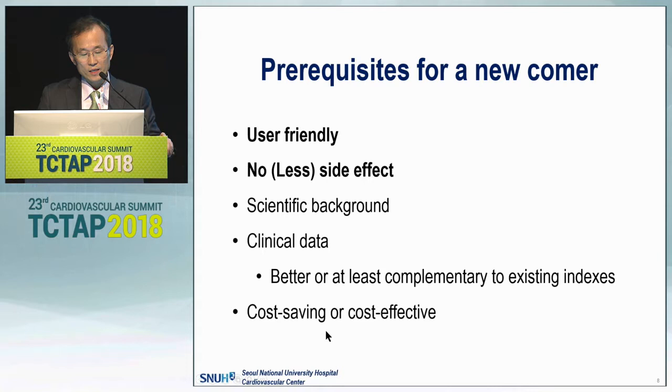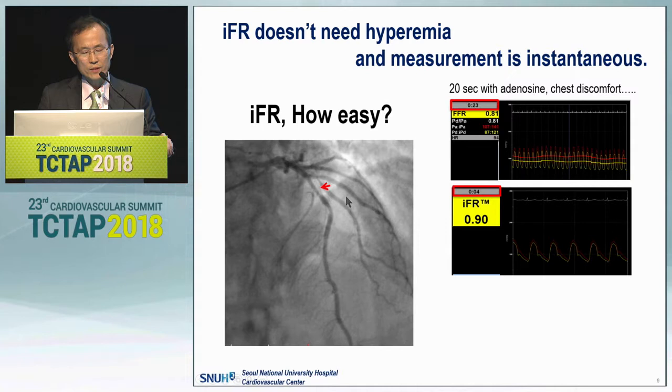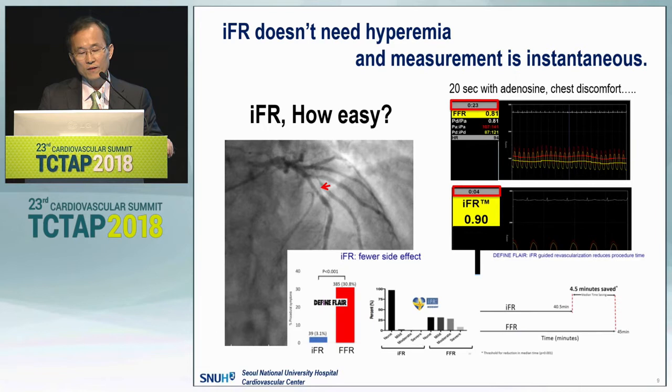So let's start with the user-friendly and side effect issues. Here is a mid-LAD intermediate stenosis, I would say around 60%. It's good to measure FFR for this case, FFR 0.81, so it's very nice. But for this measurement, you have to connect the adenosine infusion and wait for at least 3 to 4, sometimes 1.5 minutes, and the patient may have chest discomfort and AV block. But with IFR, just one click, you can have this number in 2 to 3 seconds. So there is no doubt that IFR has fewer side effects and reduces the procedure time. Period.